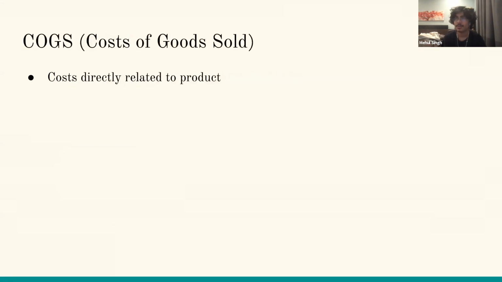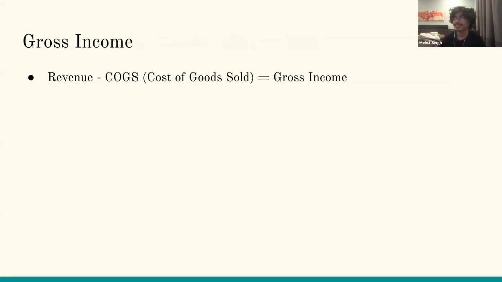Now we have cost of goods sold, which is the cost directly associated with the product, which in the lemonade stand's case is that you have to buy the lemons to make the lemonade. So the cost of the lemons would be the cost of goods sold. Let's say each lemon costs 50 cents, and you sell each glass of lemonade for $1. Then that would be the gross income: revenue minus the cost of goods sold. That's the glass of lemonade you sell minus the lemon you use to create the glass of lemonade.